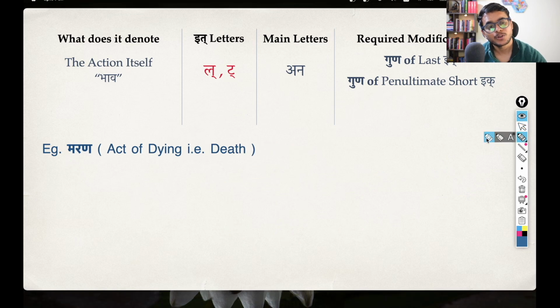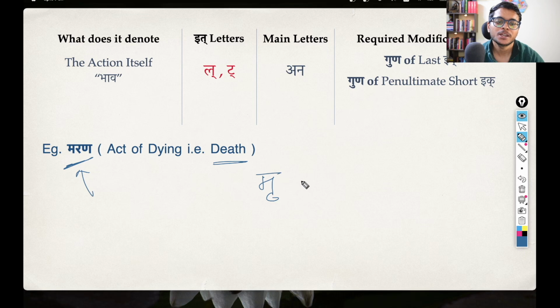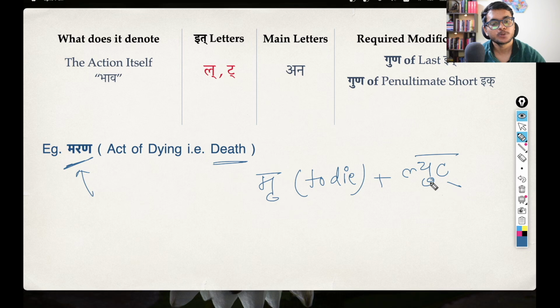Now let us take one more example, marana. And marana, this means act of dying. Okay, act of dying is basically death, right? So marana, this is the pratipadika. From which dhatu are we getting it? So we are getting it from mri dhatu. Mri dhatu means to die. So we are modifying this dhatu using lut pratyay.